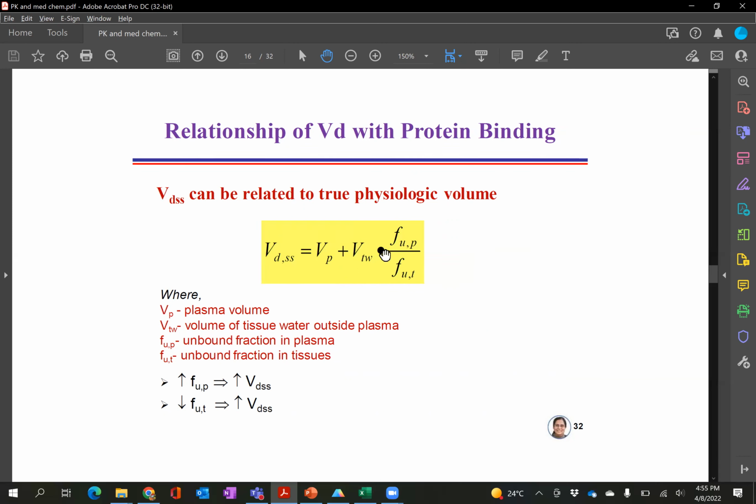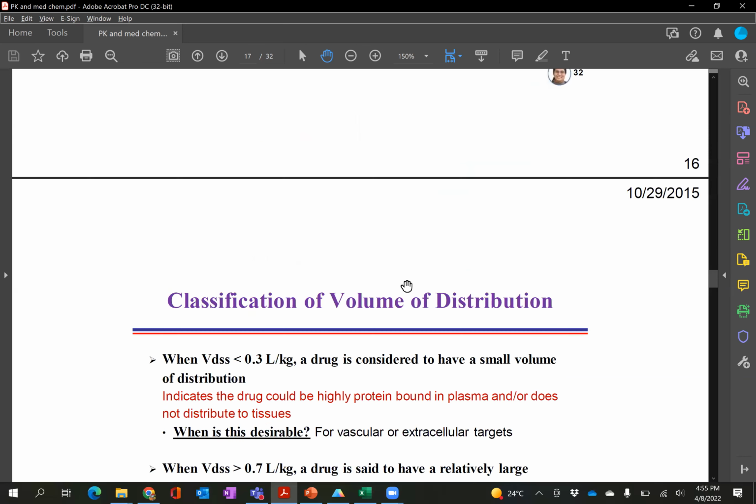And you can also know the unbound portion in plasma. That's something you can measure. But I don't really know how you can measure the unbound fraction in tissues, because you have so many different tissues. But I guess if you know this number, this one, and this one, you can calculate this one, right? The unbound portion in tissue. That's the physical meaning of this.